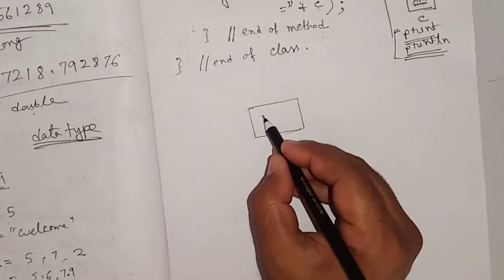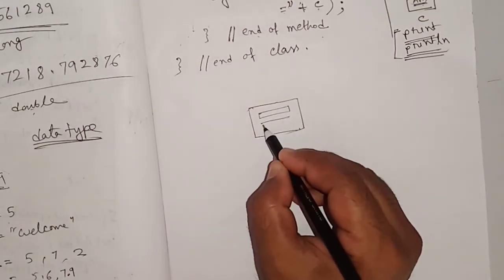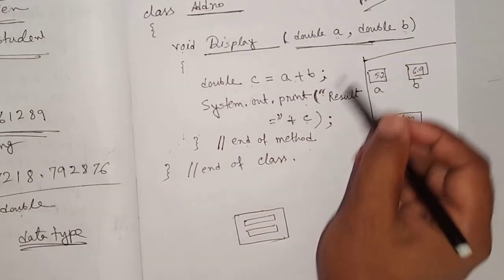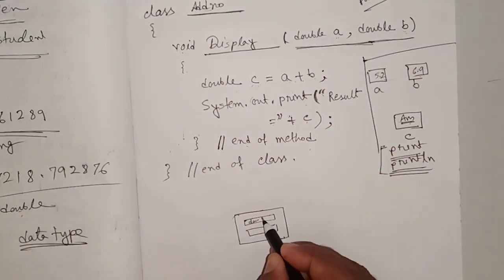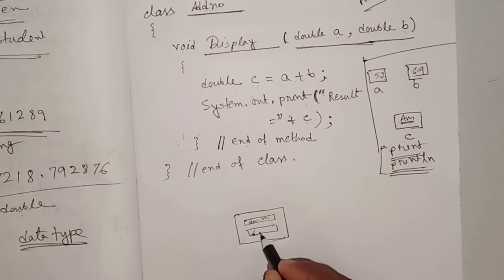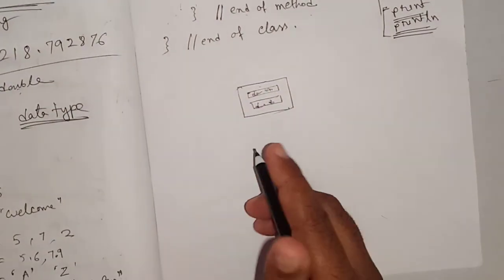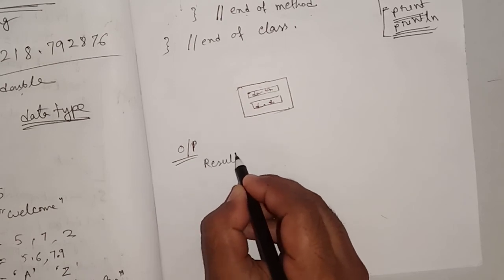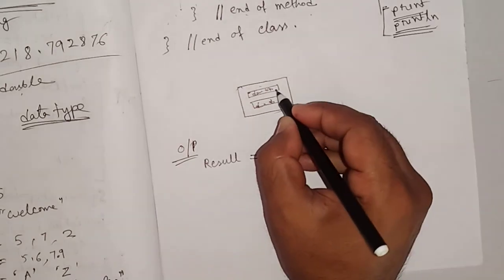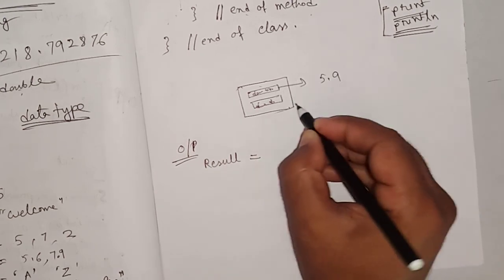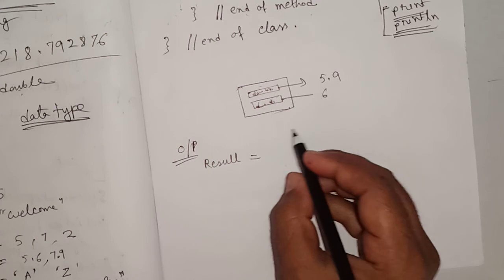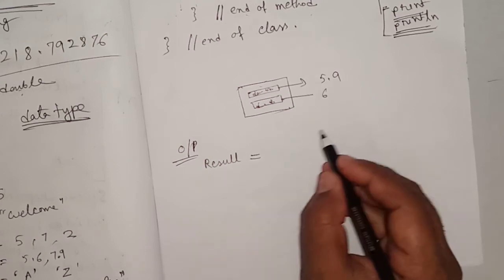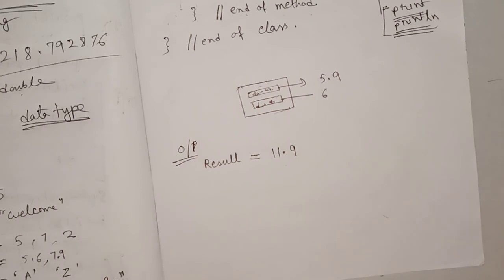Okay, so you can see two boxes, because you use two parameters, so two boxes. You can see one says double A, another says double B. So you put your values over here, and when you press enter, you can see a message. Your output looks like: result is equal to, suppose you put A is equal to 5.9 and B is equal to 6. At that time you can see 11.9. This is the solution. So this is the way we do the calculation.